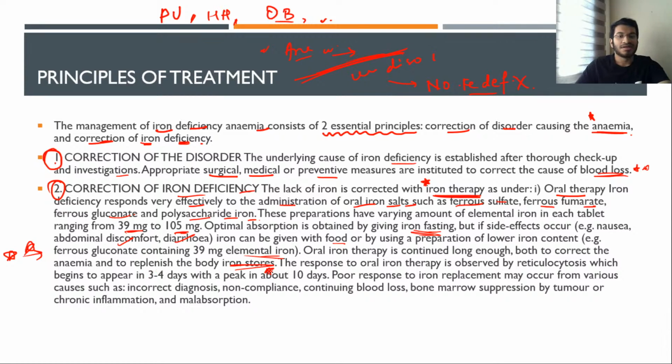stores. The response to oral iron therapy is observed by the reticulocytosis, which begins to appear in 3 to 4 days with a peak in about 10 days. Poor response to iron replacement may occur from various causes such as incorrect diagnosis, non-compliance, continuing blood loss, bone marrow suppression by tumor, chronic inflammation, and malabsorption.